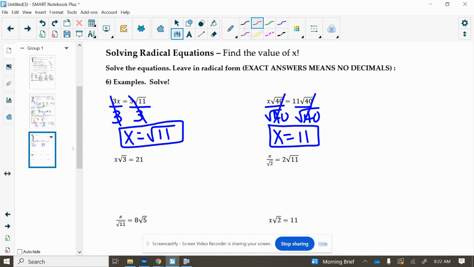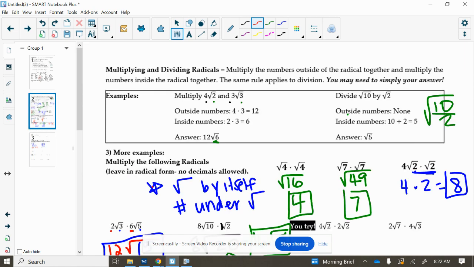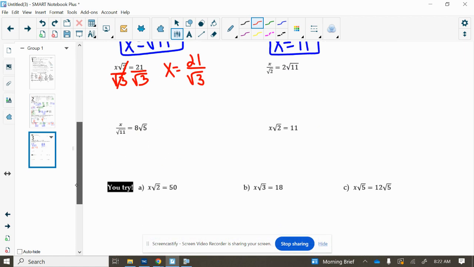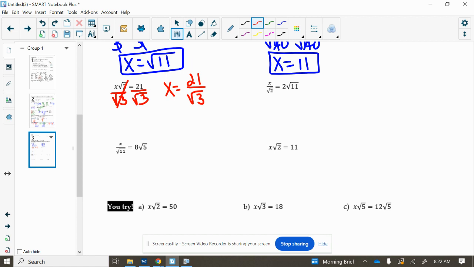Now, unfortunately, on the next one, when we divide both sides by square root of 3 this time, it cancels on the left, but not on the right. So right now we have x equals 21 divided by the square root of 3. Well, this looks very similar to the bottom of this page where we need to rationalize because we don't like that square root on the denominator.